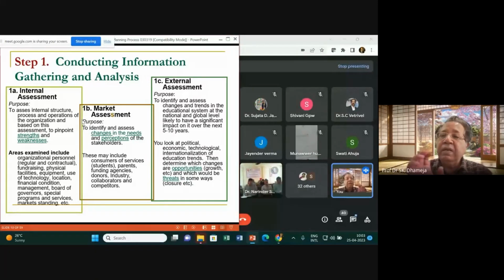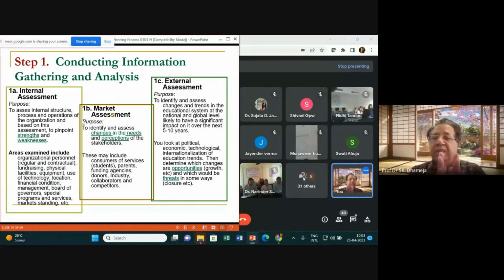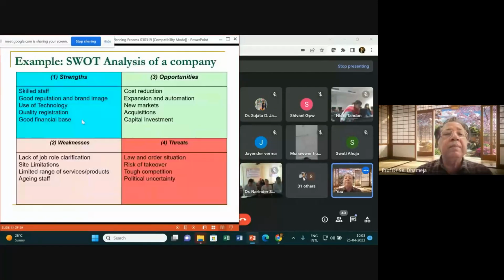So when you see the internal, you have the strengths and the weaknesses. When you see the external, you have the opportunities and the challenges or the threats basically. So that SWOT analysis, the first two, strengths and weaknesses, are internal. The remaining two, opportunities and the threats or the challenges, are the external basically. Now, we have a separate session on the SWOT also by a professor from IIT Roorkee, but this is just one slide only. This SWOT analysis of a company. What could be the strengths?